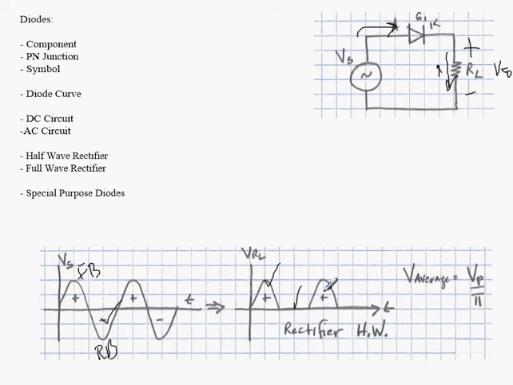So the output voltage measured across the resistor will look something like this. And we call that a rectifier. And since we're only recovering half of the signal, we call it a half wave.